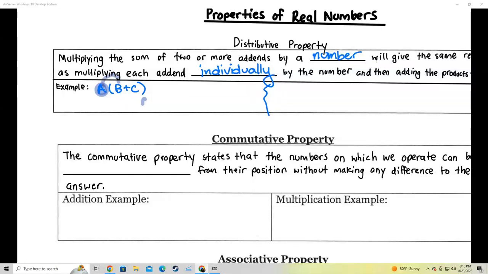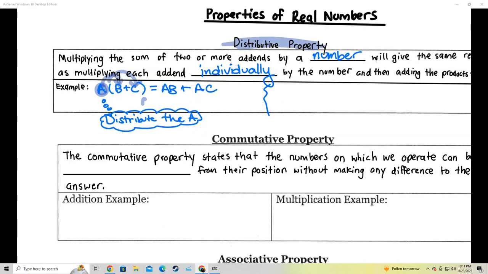I would take that A, multiply it by the B, multiply it by the C. And I'm going to highlight the words distributive property because that's what we're going over right now. I would distribute the A to the B, and I would distribute the A to the C. If you did that, you would end up with A times B is AB, plus A times C is AC. And again, what I did right here was distribute the A. All right, so that's distributive property.